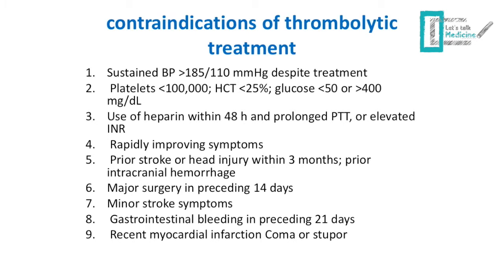So the thing is, if the patient had any injury or any surgery recently, there are areas that might have bled and then you had a clot, and that clot is the thing actually stopping that bleeding. So if you give the patient thrombolysis, you're increasing the chances of that other clot being dissolved, and the patient might bleed from somewhere else. And major surgery in the preceding 14 days, we actually just said the reason. It's the same reason as in head injury. And also minor stroke symptoms and gastrointestinal bleeding in the preceding 21 days, and recent myocardial infarction or stroke.